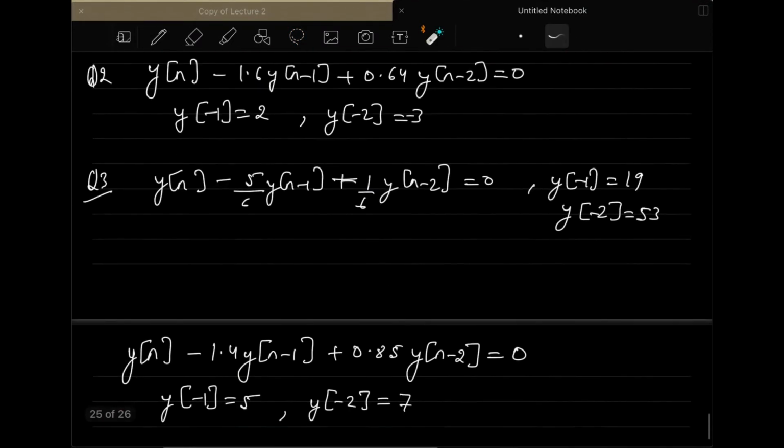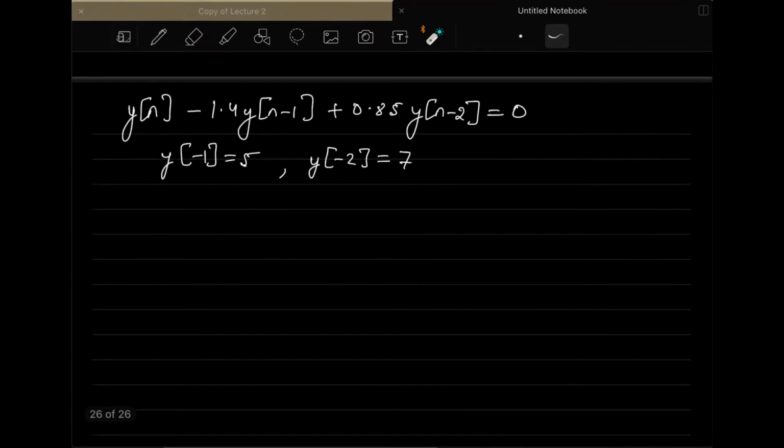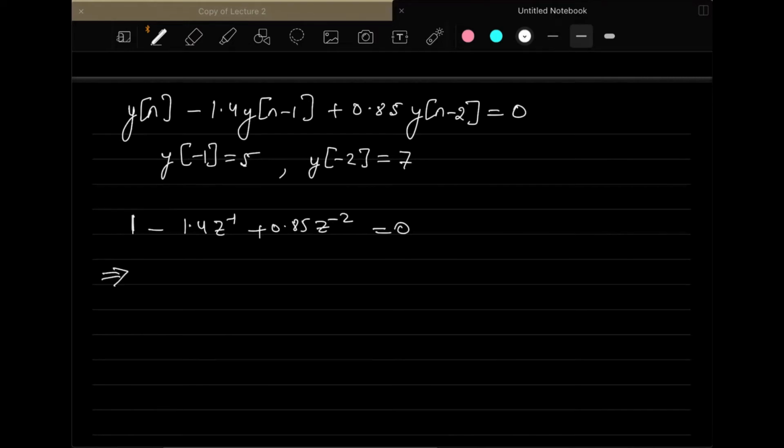If you do that, it will be like this: 1 plus 1.4 z to the power minus 1 plus 0.85 z to the power minus 2 equal to 0. Now you can rearrange these terms. Because these are all in negative powers, you can bring them into positive powers, so it will be like this. And this is the characteristic equation of this particular difference equation.